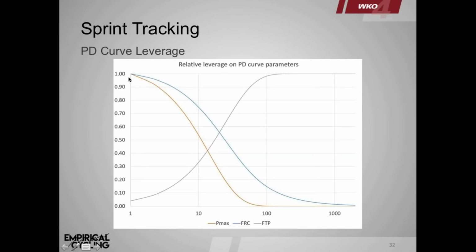What we see here is that at 1 second, we have full leverage on both Pmax and FRC. The leverage starts to decline rapidly for Pmax, of course, down to about 100 seconds. And for FRC, it declines pretty rapidly. At 100 seconds, we're only looking at 0.15 or so leverage on FRC.